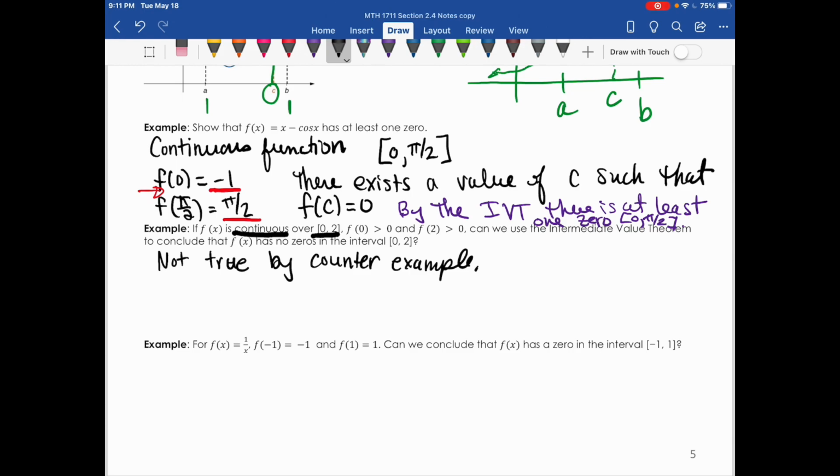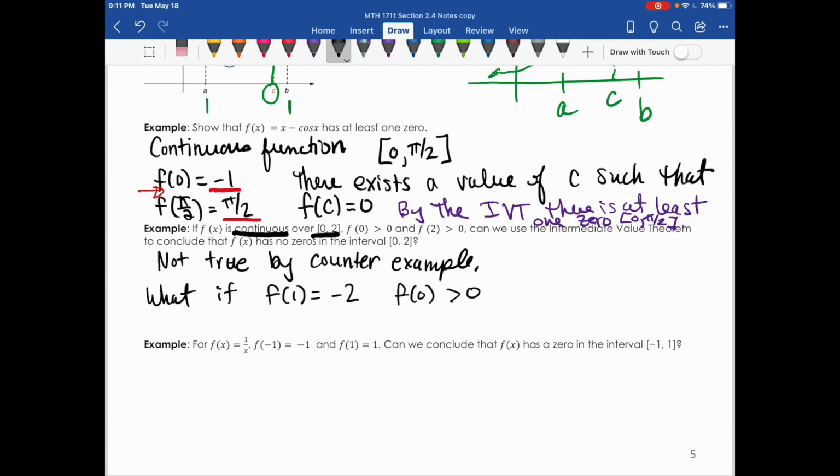So let's say our counterexample is, what if f of 1 is equal to -2? Then we have f of 0, which is positive, and we have f of 1, which is negative. And then we can say by the intermediate value theorem, there has to be a 0 between 0 and 1. And therefore, we can't say that this is a true statement.